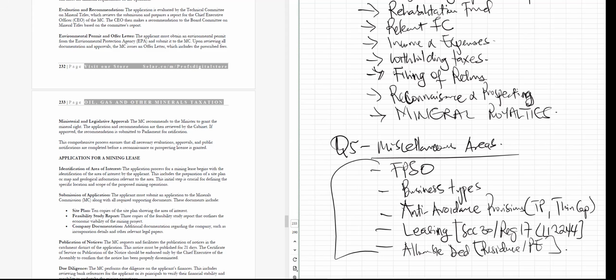Those who have seen the paper, you saw, right? Yes. So it tells you it's miscellaneous. Though it's under the fiscal regime, it's an area that doesn't apply.